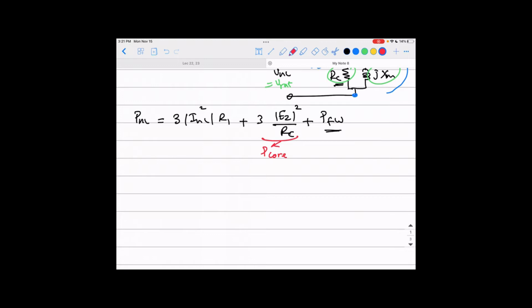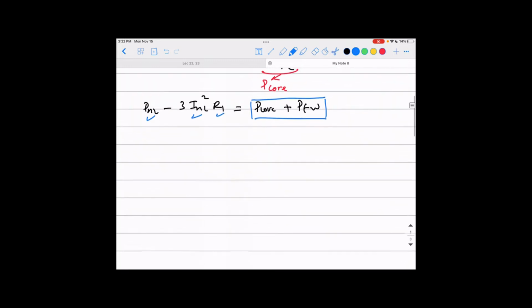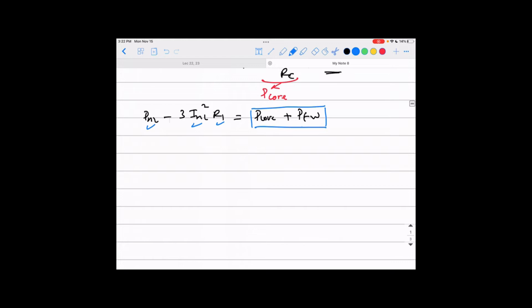So let me say for here that first you'll have P no load minus 3 I no load² R1, okay? That will equal P core plus P friction and windage. Everything here is known to you. P no load is measured, I no load is measured, and R1 you know from the DC test. So you have those lumped together, and now we need to separate them. You use this to find the P core plus P friction and windage. How to separate them, that is the question here.